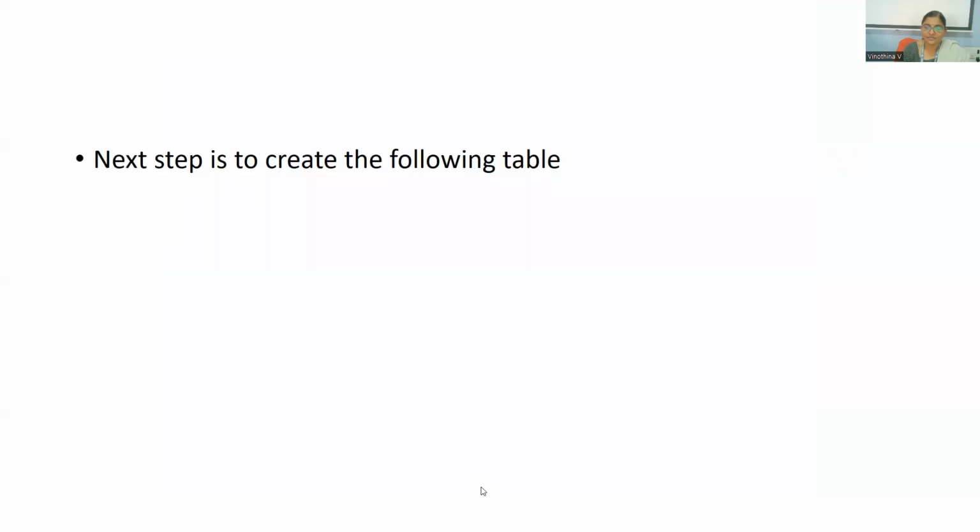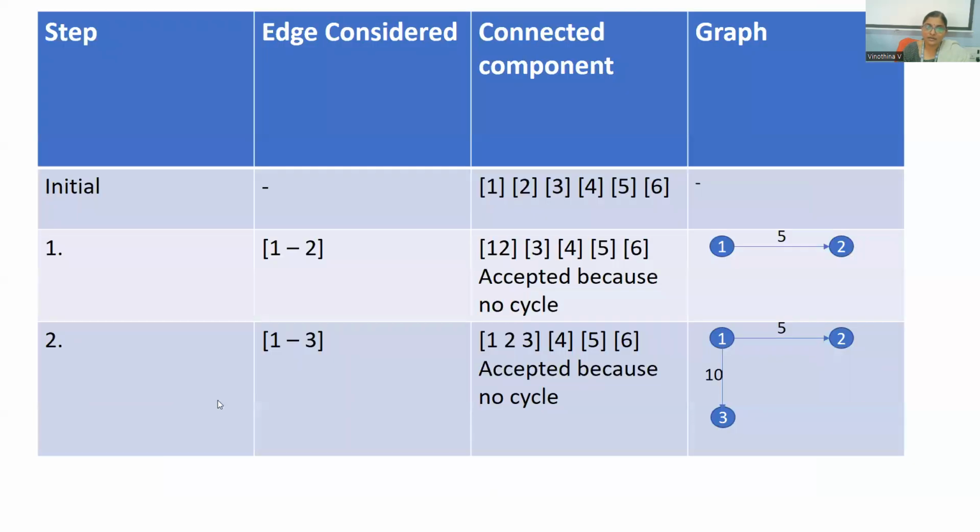The next step is to construct the spanning tree. For easier understanding, a table is used. The table contains 4 columns. First, the step; then the edge we are going to consider; then the connected component; then the final graph, that is the minimum cost spanning tree. Initially this set is empty.